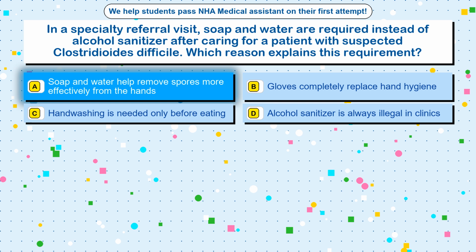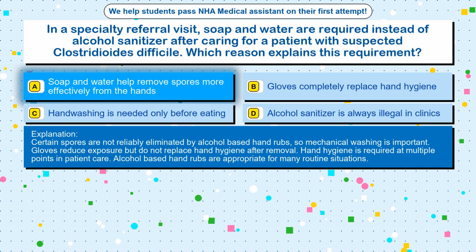The correct answer is option A. Soap and water help remove spores more effectively from the hands. Certain spores are not reliably eliminated by alcohol-based hand rubs, so mechanical washing is important. Gloves reduce exposure but do not replace hand hygiene after removal. Hand hygiene is required at multiple points in patient care. Alcohol-based hand rubs are appropriate for many routine situations.